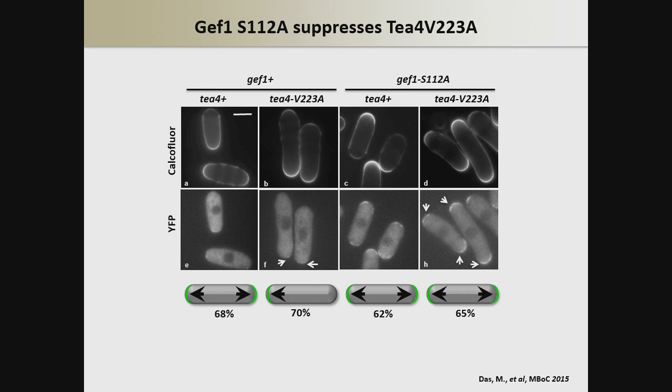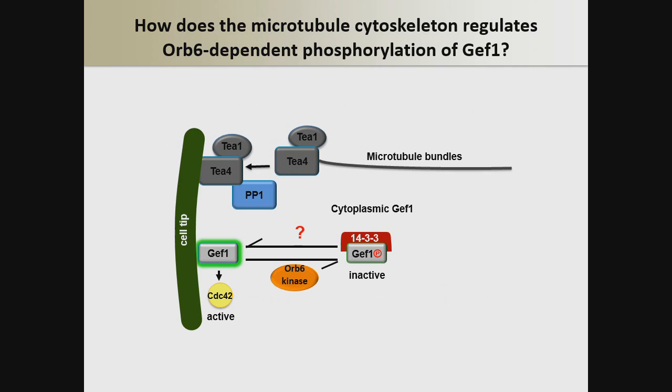suggesting that this is important not only for symmetric localization of Gef1, thus promoting activation of CDC42. In these cells, when you express the Gef1 S122A, thus removing the negative regulation by ORB6, we're able to suppress this defect and have bipolar growth activation as well as symmetric localization of Gef1 at both tips. So these results allow us to formulate the hypothesis that one mechanism by which the microtubule cytoskeleton promotes bipolar growth and CDC42 activation is by opposing the negative regulation of Gef1 by ORB6.